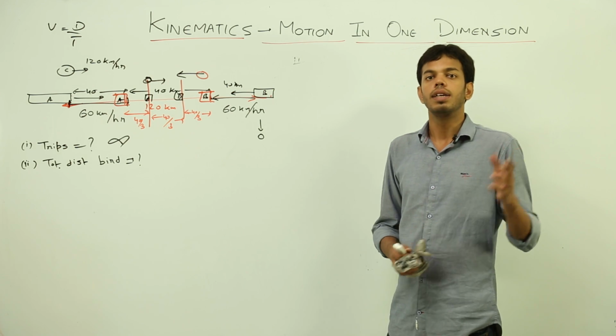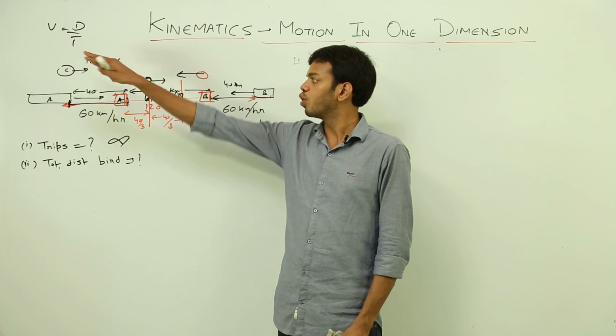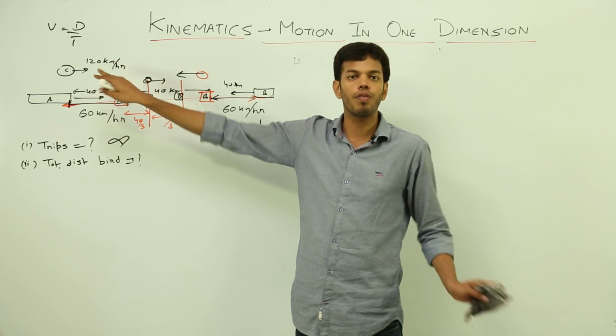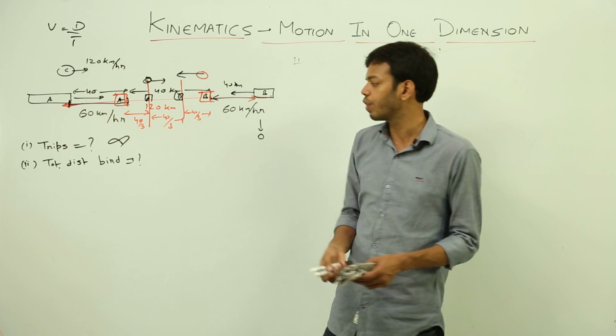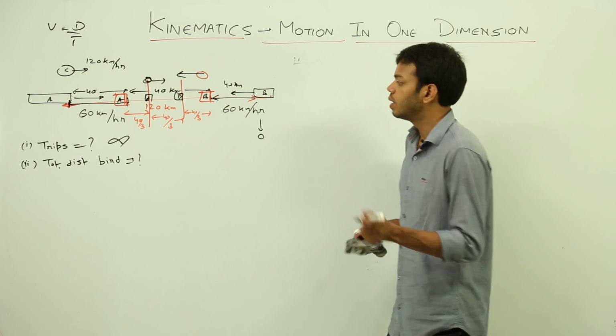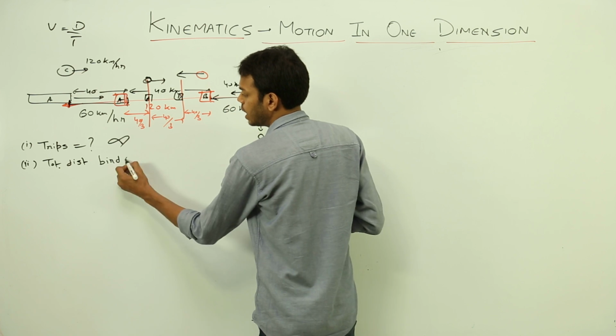How did we do that? Total time in which the trains are going to collide is 1 hour. The speed of bird is 120, so it is going to fly with this speed for 1 complete hour, and that is going to give you the total distance covered by the bird. But there is another method to find it out, just to prove that whatever we just said was right.